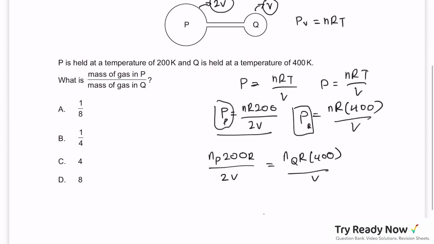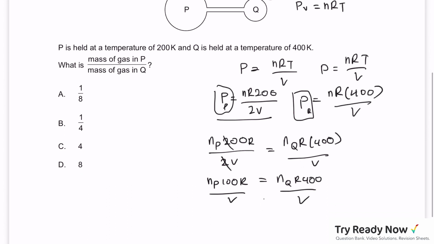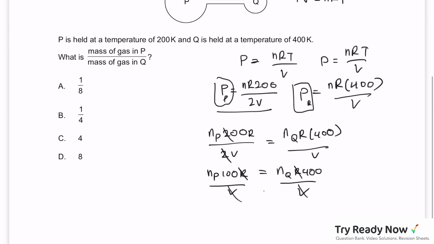So we can actually simplify this. These cancel out to be NP 100 R over V, and this gives us NQ R 400 over V. So we can actually get rid of the R's and the V because they appear on both sides of our equation. And now we want to get the mass of the gas in P and the mass of the gas in Q. So P on top and Q underneath.